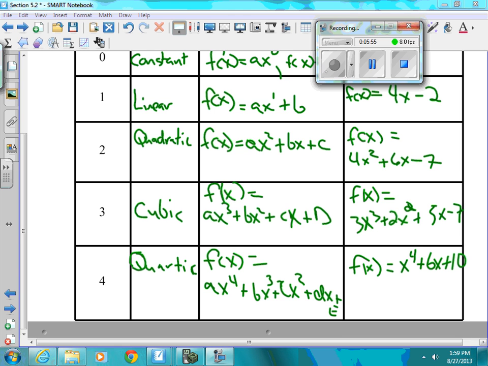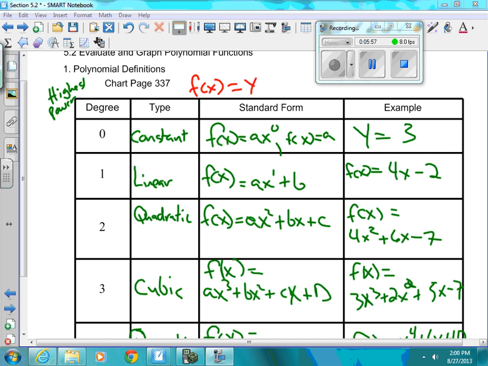One last reminder, I have written up here, highest power, that's what the degree is. The degree is the highest power in a polynomial. So that's how we name it. Highest power out of all of them, even if it's not in order from highest to lowest.